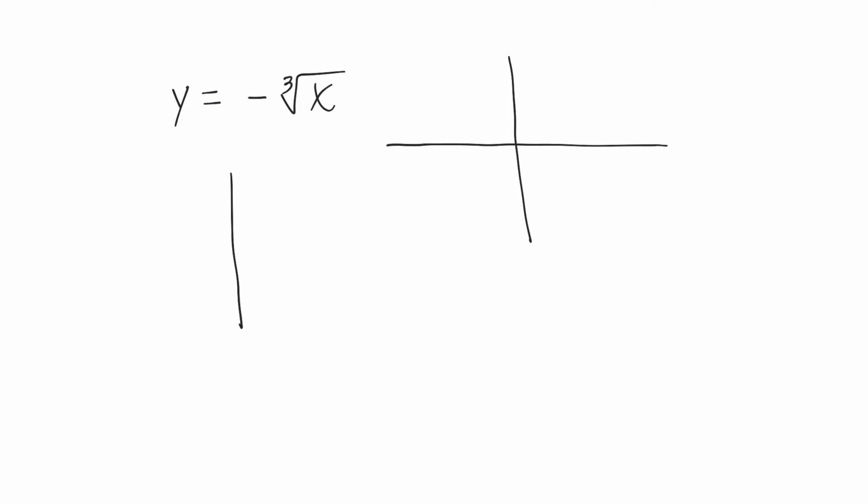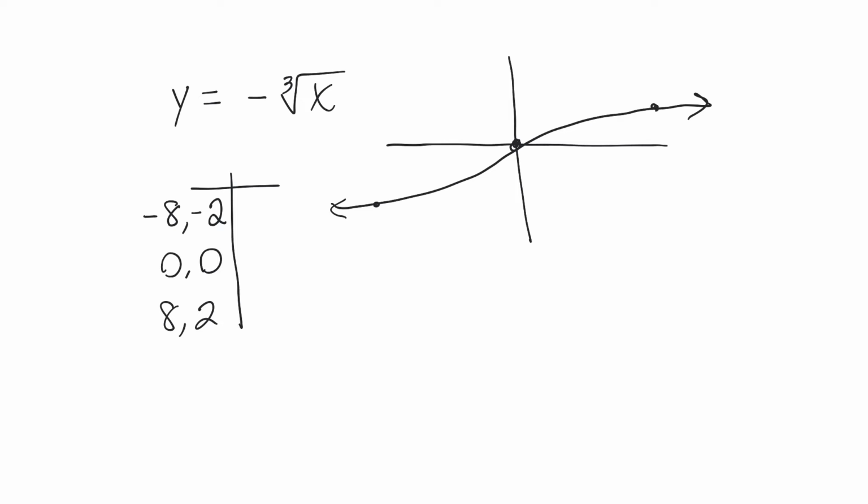If it reflects, if we have y equals the negative cube root of x, what do we expect that to do? We expect all of our numbers to flip over. I'm just going to pick 3 points for the sake of time. If this is what I originally had, all of my y values are going to flip, so I'm going to now end up with -8, 2, 0, 0, and 8, -2, which means all of a sudden I've got this. It just vertically reflects like that. That's all that's happening.